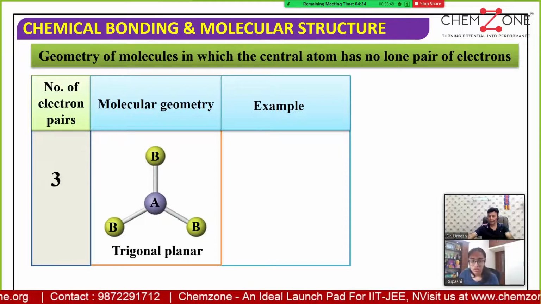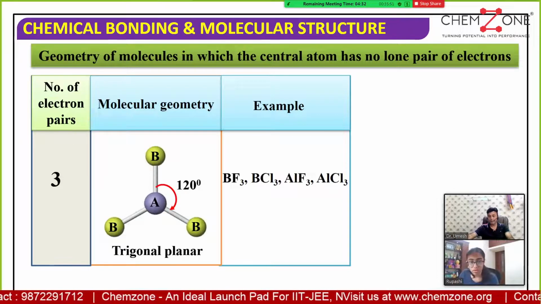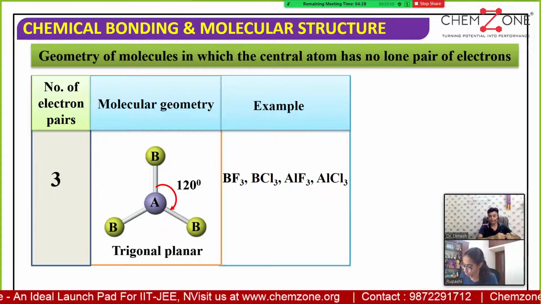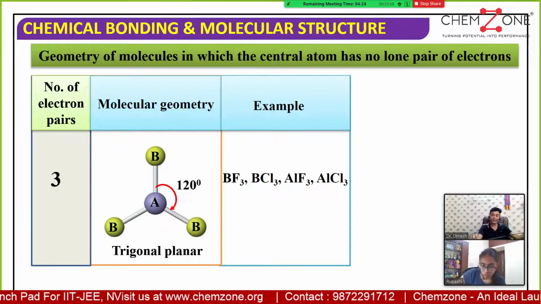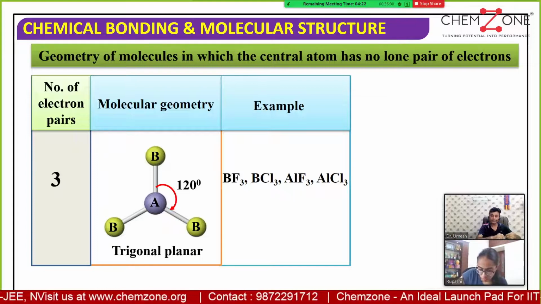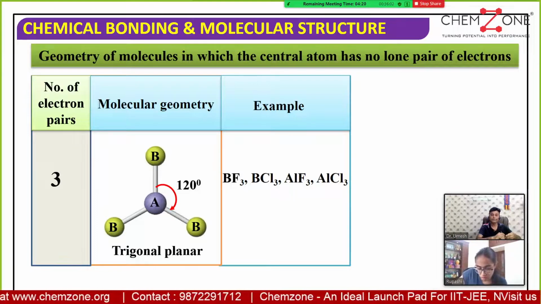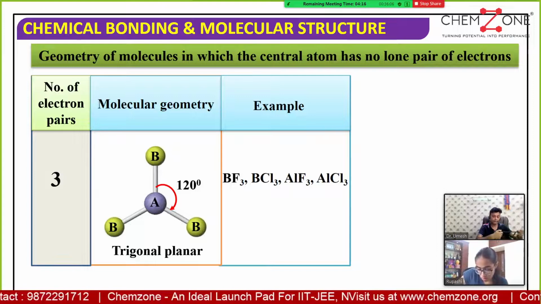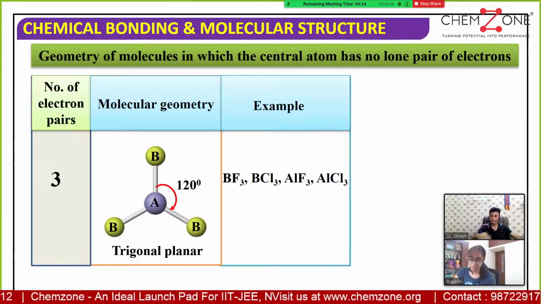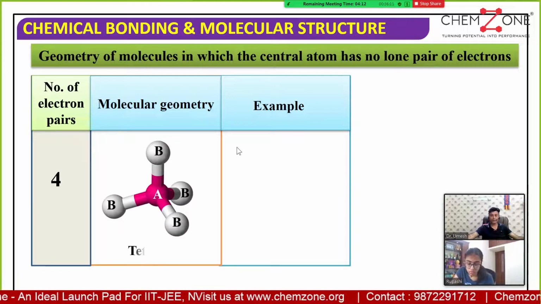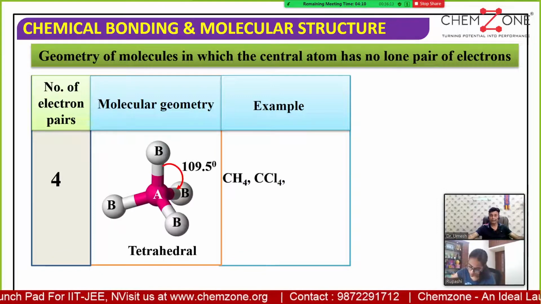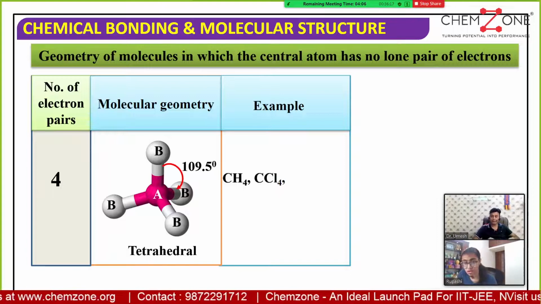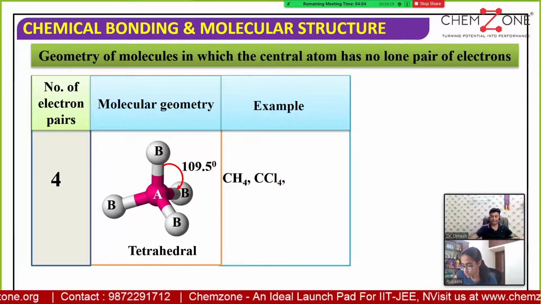AB3 trigonal planar, right? I discussed only BCl3. You can add more: boron trifluoride, aluminum trichloride, aluminum trifluoride. AB4 tetrahedral. Methane we have discussed. You can add here carbon tetrachloride.